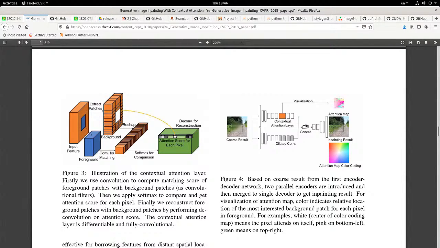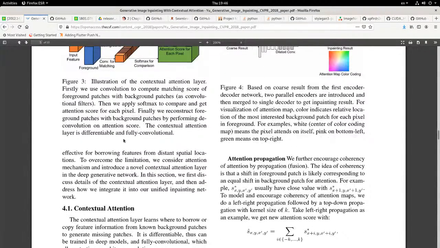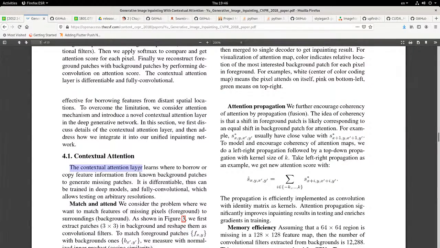Wait, okay, so there's a novel contextual attention layer. In this section, it learns where to borrow or copy feature information from known background patches to generate missing patches. Okay, yeah, that makes sense. Yeah, okay, that's how attention works. It is differentiable, thus can be trained in deep models and fully convolutional. Okay, yeah, sure. That's another aspect of that kind of thing.